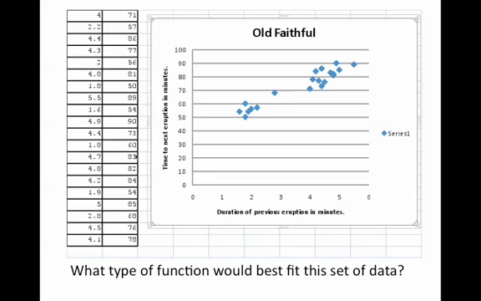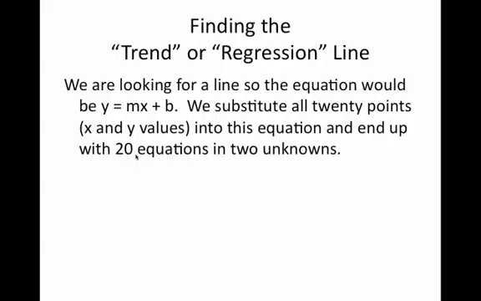So let's go ahead. If we can agree on the fact that this best fits a line, then we go to that equation y equals mx plus b, and we will substitute all 20 points, all those 20 x and y values from that table, into this equation and end up with 20 equations in two unknowns.